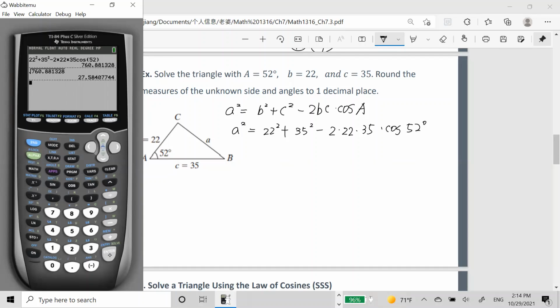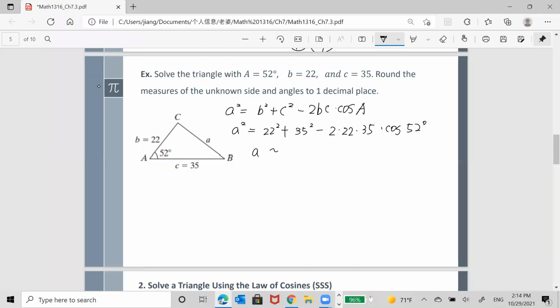Keep one decimal place. That means we have 27.6. So A is about 27.6. And then choose the shortest side. This is the shortest side. And then find the angle B by the law of sine.